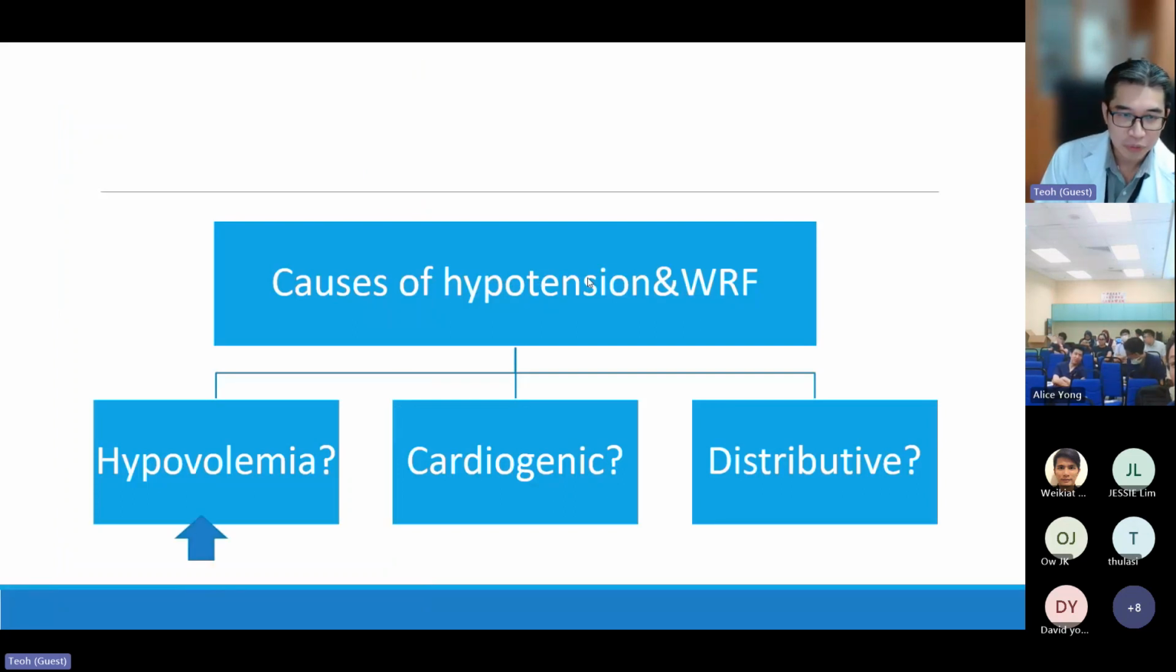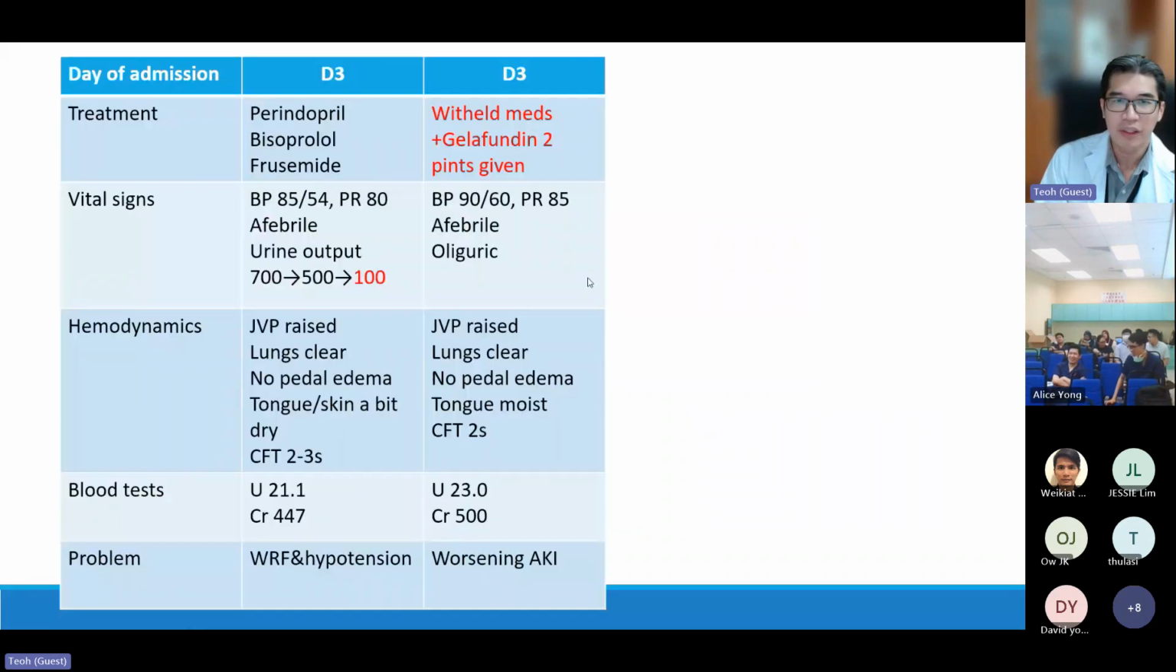So I think some of you would think maybe it's hypovolemic. Let's give it a try, no harm, I think. So we stop the medicine and then we give the Hartmann's. Be a bit generous, give 2 pints straight away, 1 liter of Hartmann's. After given the Hartmann's, the blood pressure is still 90 over 60, just increased by maybe 5 millimeters of mercury, and the heart rate remains the same at 85.